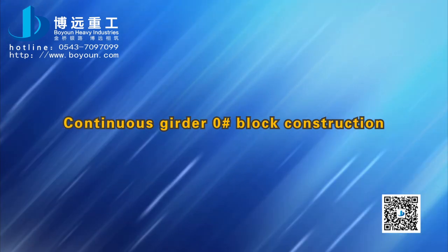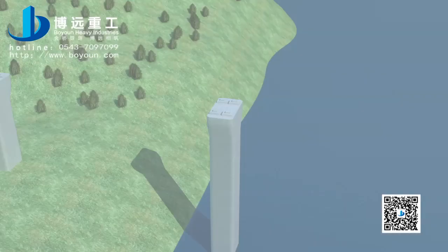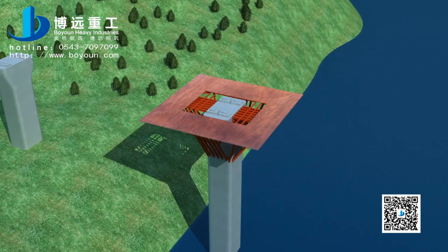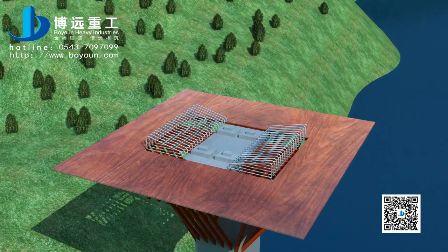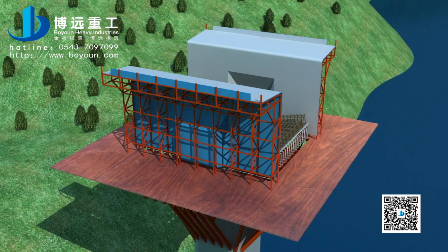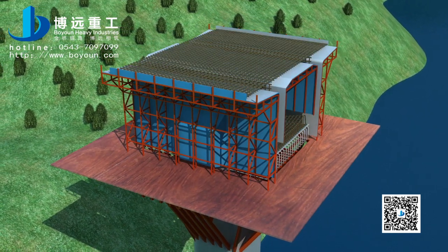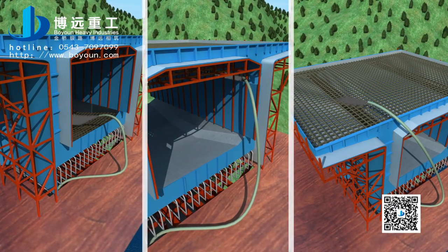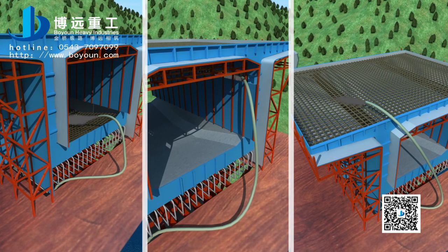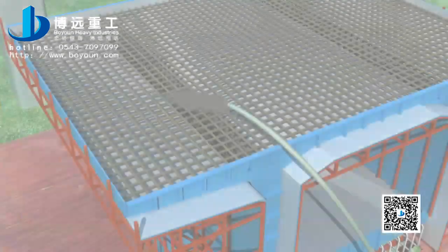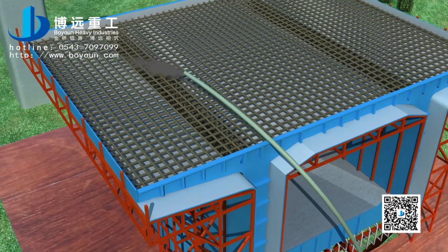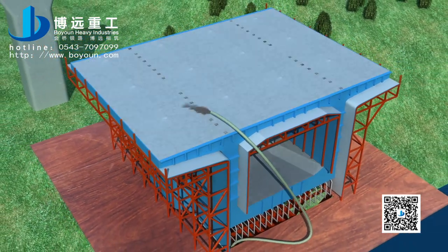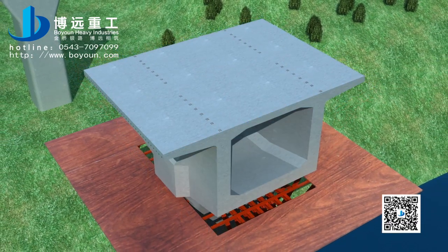Continuous girder zero block construction. After the construction of the lower infrastructure of the bridge is completed, install the zero block support and formwork at the top of the pier, then bind the steel bar. Cast the box girder bottom formwork, web formwork, and roof concrete in turn. The casting should follow the symmetrical principle, namely evenly from two ends to the middle. Finally, complete the construction of the zero block.